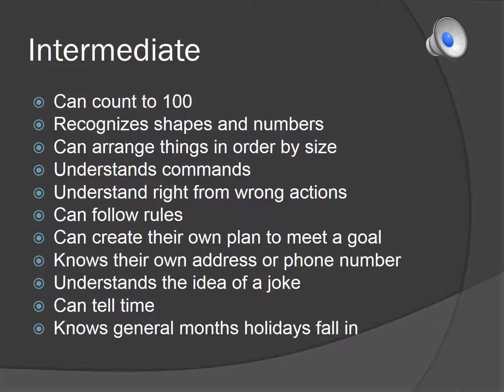They're able to create their own plan to meet a goal, and they also tend to know their own address. They often have their phone number memorized. They can understand the idea of a joke, so they can kind of get a little bit of tone of voice. They can tell time, they know general months, and they know that holidays fall in them.